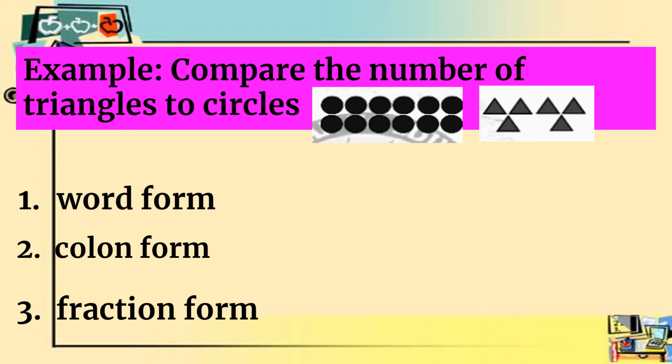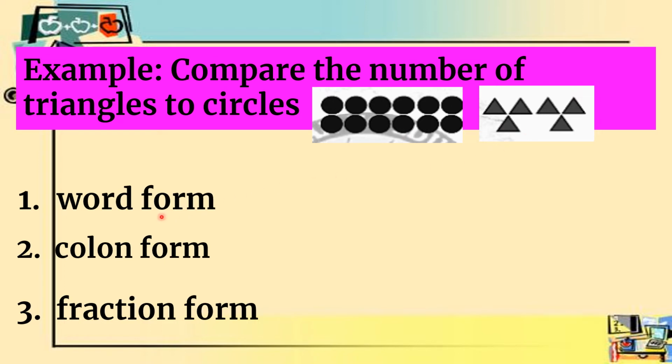So let's count again the number of circles. So we have 1, 2, 3, 4, 5, 6, 7, 8, 9, 10, 11, 12. And for our triangles, we have 1, 2, 3, 4, 5, 6. So same given doon sa kanina nating example 1. So 12 circles and 6 triangles.